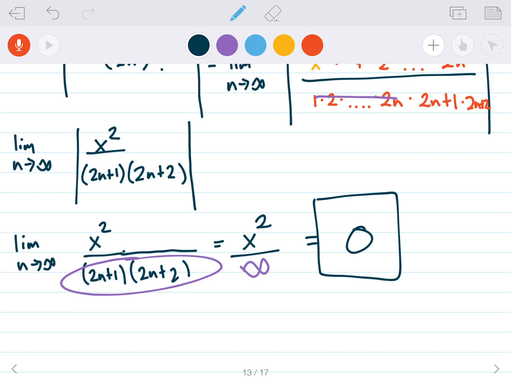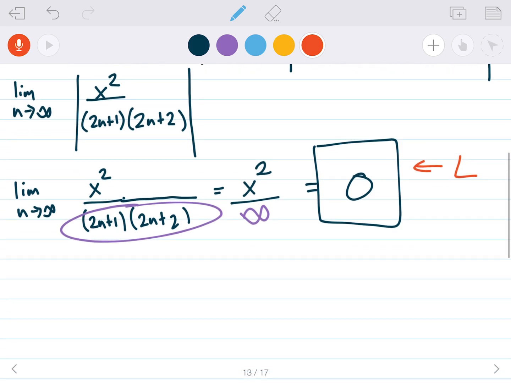What does that tell us? Well, remember, what did we just find? We just used the ratio test to find an L, and this L is always going to be less than 1 for any value of x. What does that mean? That means that any x is fair game, right? That means that for any x, this power series is going to converge. So what that tells us is that the radius of convergence is going to be infinity, because sky is the limit. X can be whatever it wants.